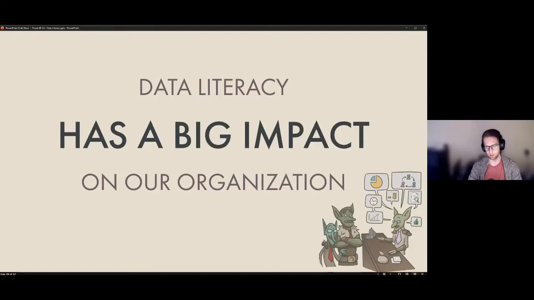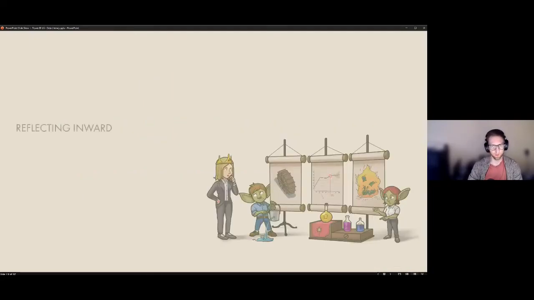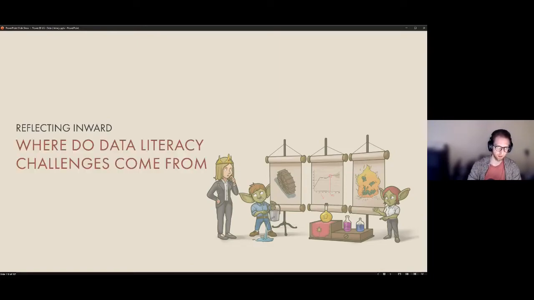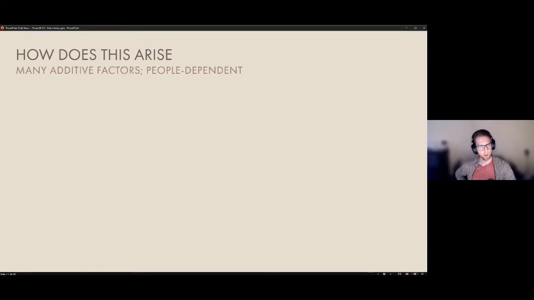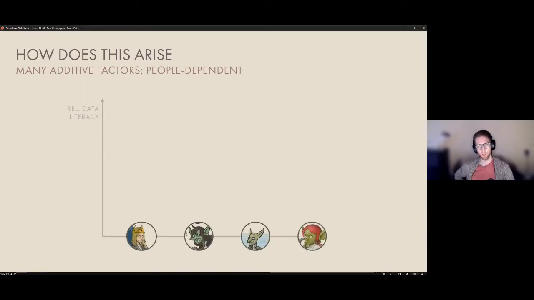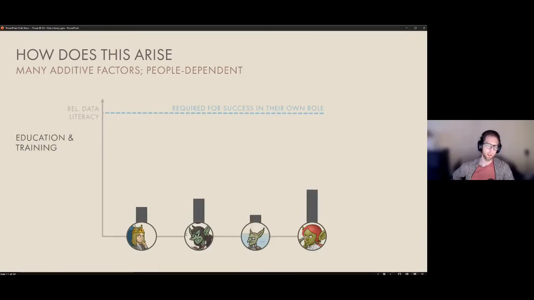But what kinds of action? Well, in order to understand that, we need to take a small step backward and reflect inward, to ask the difficult question about where data literacy challenges come from. How does this arise? Well, there are many additive factors and it's people dependent. If we look at the relative data literacy required for each of the people in our story to achieve success in their own role, we see that we come to different figures depending on the context.